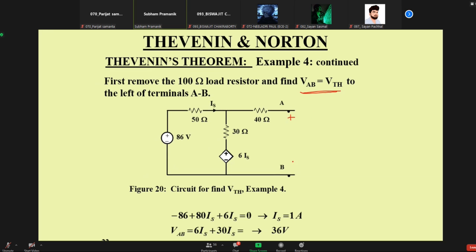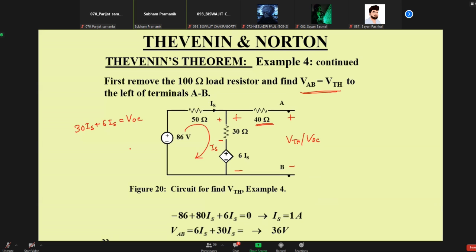That open circuit voltage appears here. Let's write this as VTH. You can also write this as VOC. As you can see, this 40 ohm is floating, so this VOC is actually here. In other words, this is IS. That IS is not getting branched. That same IS is flowing through the mesh. So you can see that this IS will develop or drop across 30 ohm. So 30 multiplied by IS plus 6 IS. This is our VOC.